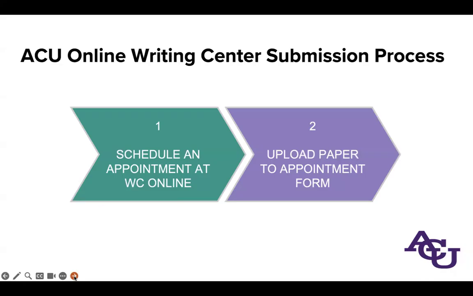To submit your work to an appointment, you just go to WC Online where you schedule the appointment and you upload your paper to the appointment form. When you make the appointment, you don't have to have your paper ready to upload yet. You can make your appointment 2 weeks ahead of time. And if your appointment's for 10 a.m. Friday, you can upload your paper at 9:59 a.m. Friday and it will be good to go.